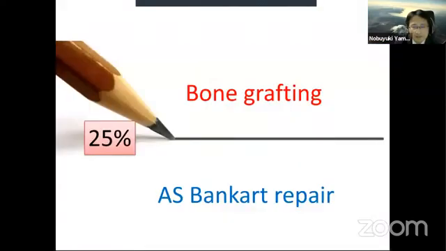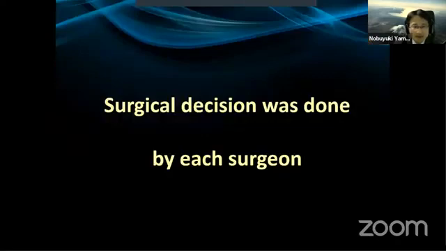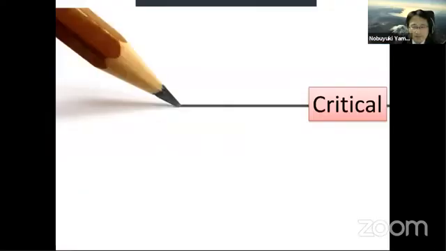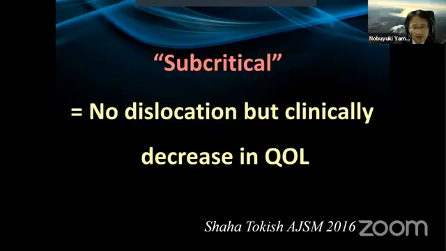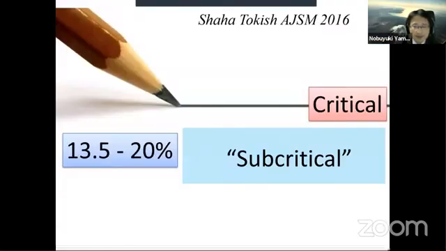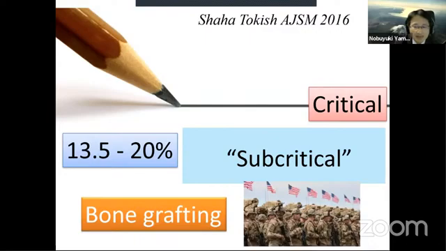But there is one question. Just below 25%, is arthroscopic Bankart repair really fine? Some surgeons perform bone grafting for this size of defect. The surgical decision is made by each surgeon. Just below the critical size is called subcritical bone loss these days. The definition by a Turkish group is no dislocation, but a clinical decrease in QOL. They reported that 20% to 30.5% is subcritical bone loss. They concluded that for this size of defect, bone grafting should be performed. But all the subjects were army personnel in their study.